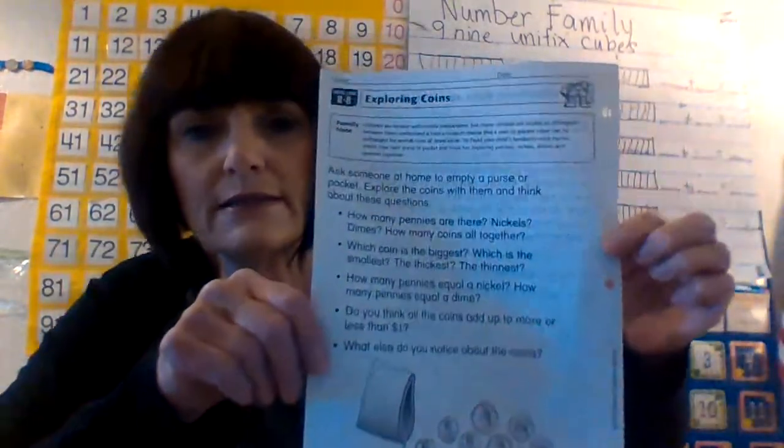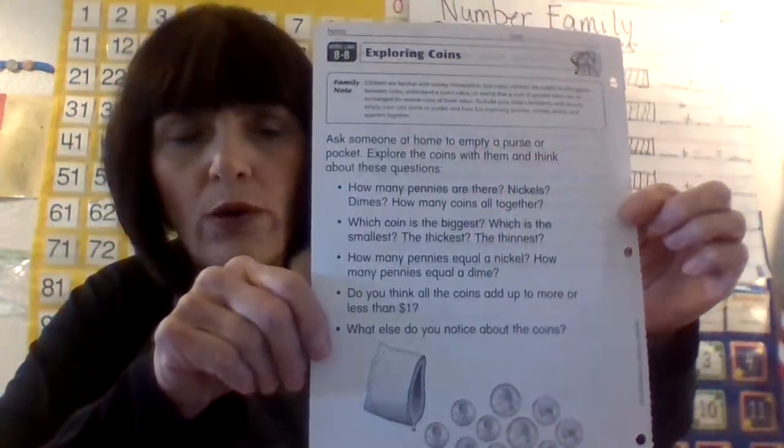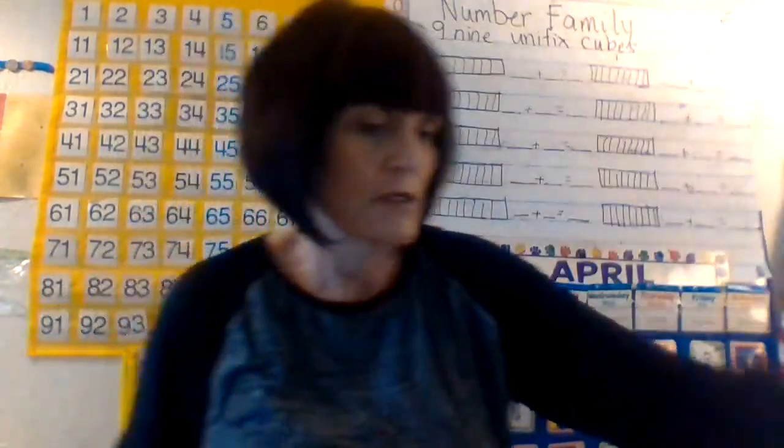You also have a paper, a home note, that looks like this. It's about coins, exploring the coins. We've done a lot of that. And also on the back is about making a collection and tallying how many things in that collection.